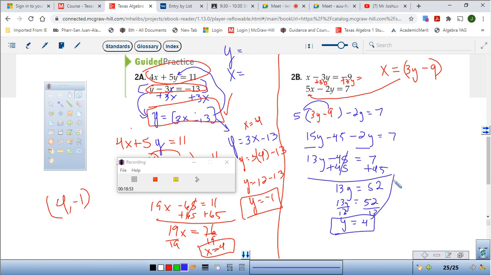Now, since I have that, I'm going to plug it in right there, guys. You have x equals 3 times y minus 9. I'll put my 4 here, okay? And I figured it out right here. So I'm going to have x equals 12 minus 9. X equals what? 3. Yep. Oh, and there it is. So now my coordinate here is 3, 4.